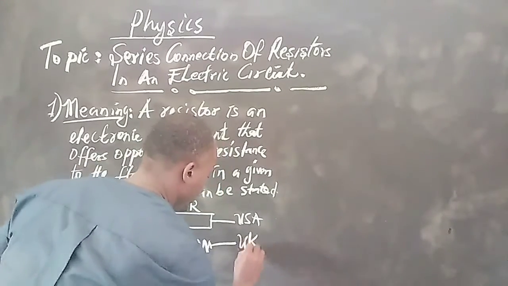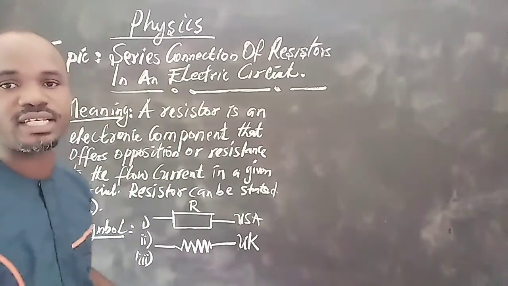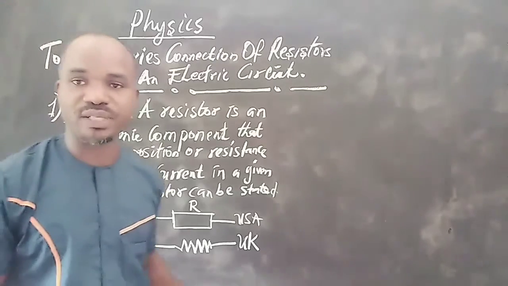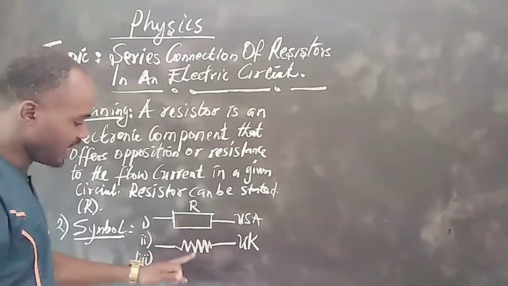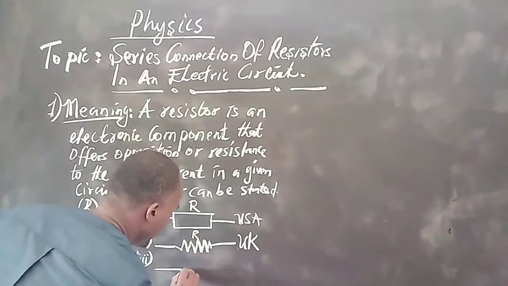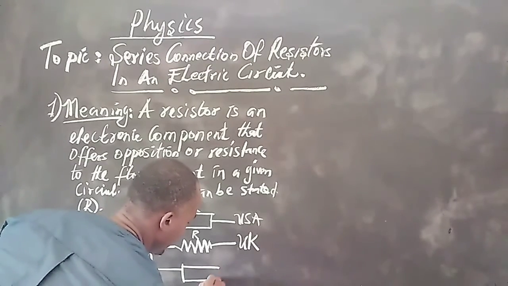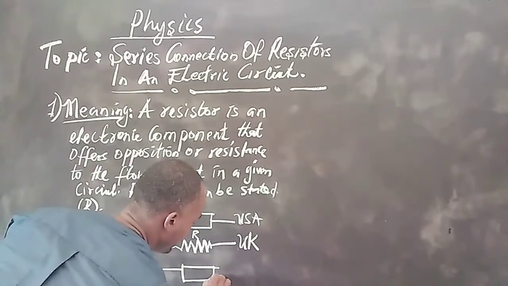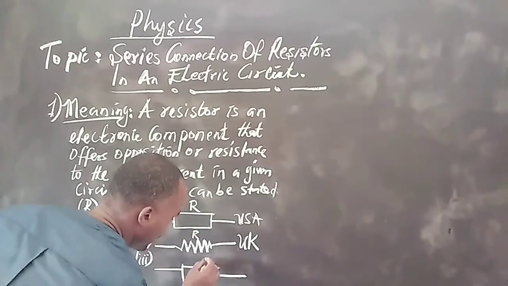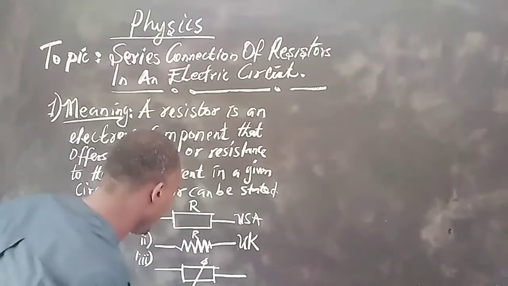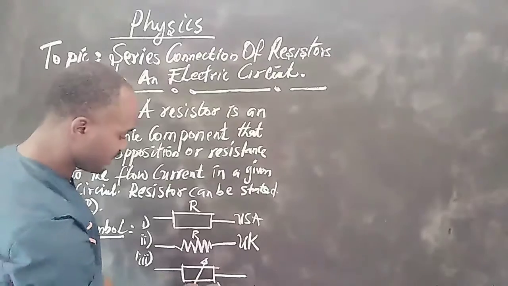Then the third one that we need to understand is what we call the variable resistor symbol. The same way I can use this or that to represent it. So we have something like this. Okay, let me use this one to represent a variable resistor. We still have something like an arrow crossing it slightly. This is known as a variable resistor.